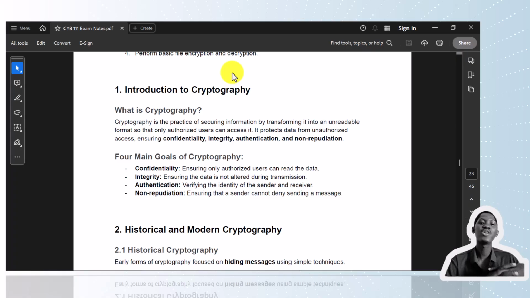So now, the 4 main goals of cryptography: confidentiality, integrity, authentication, non-repudiation. Confidentiality: ensuring only authorized users can read the data. That's everything about confidentiality, right? Now, integrity is to ensure that the data is not altered by unauthorized users. The authorized users, they can alter the data. They are allowed to alter the data.